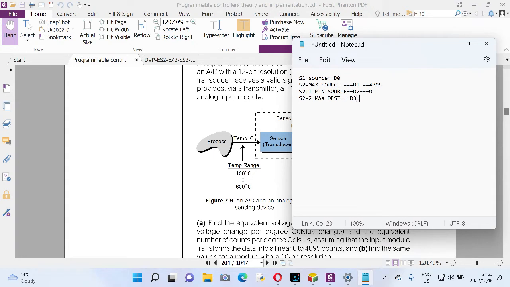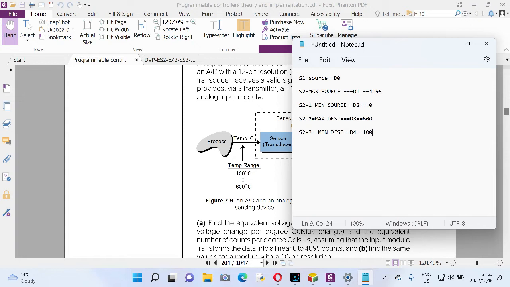Max dest is 600. S2 plus 3, it's a min dest, which is equals to D4, which is equals to 100. Right. So this is what I'm just going to put as it is in the PLC.